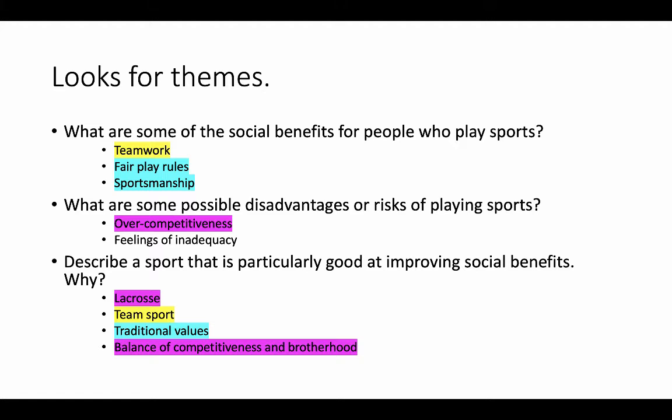Let's take a look at all of my points and see if I can discover some themes. I'm going to do this because when I create my introduction and my conclusion, I want to be able to tell people, here are the main ideas or themes behind my paper. And I color-coded them here.